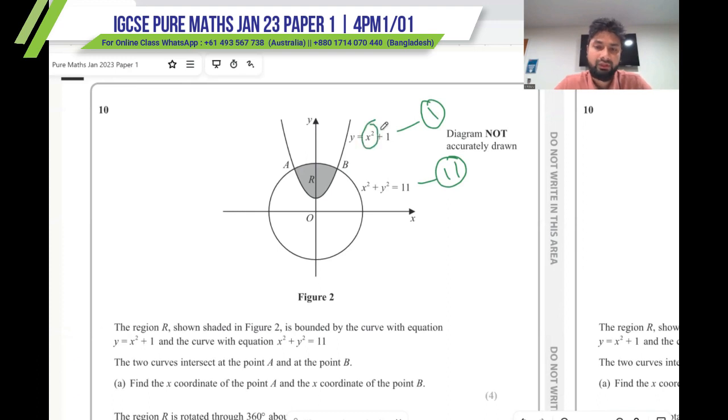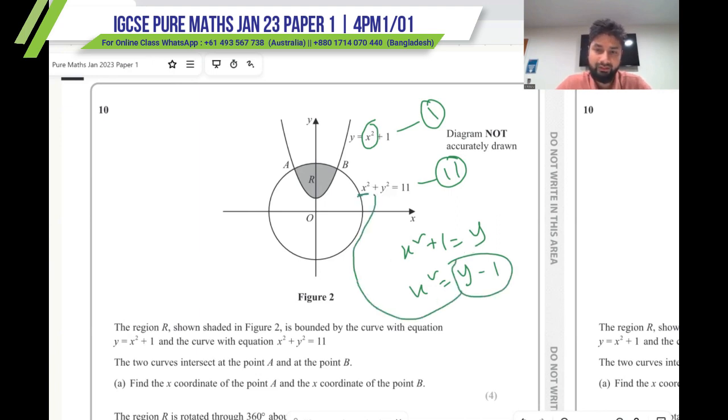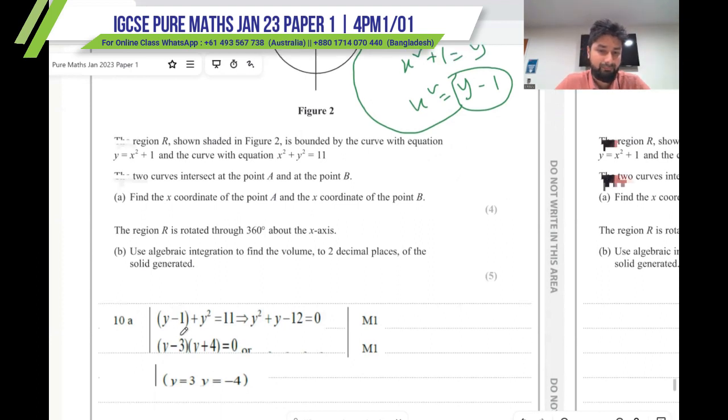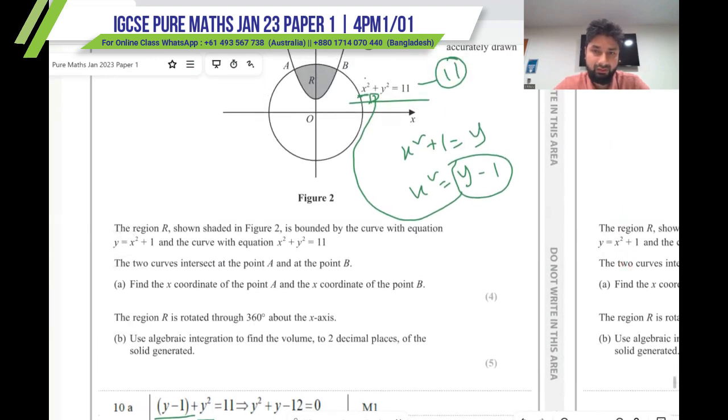So when we rearrange equation 1, we have x square plus 1 equals y, so x square equals y minus 1. Now, instead of this x square, we can just substitute the y minus 1 over here. So when we substitute that, we will have a combined equation. You can see you have y minus 1 over here plus y square equals 11. So instead of x square, they have written y minus 1, and then y square and then 11.